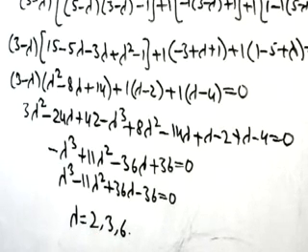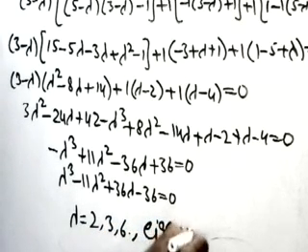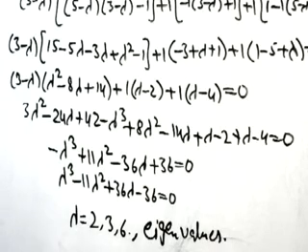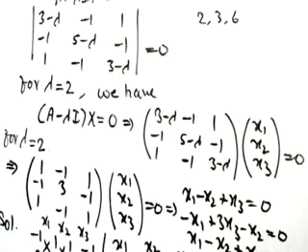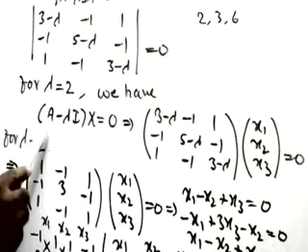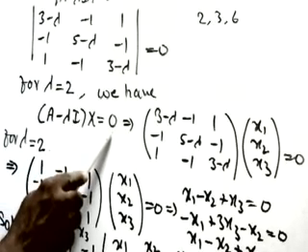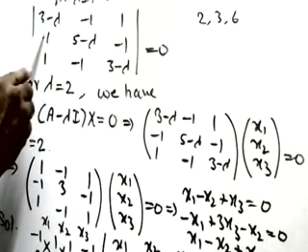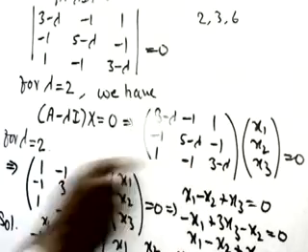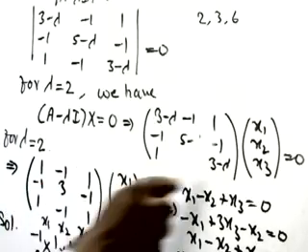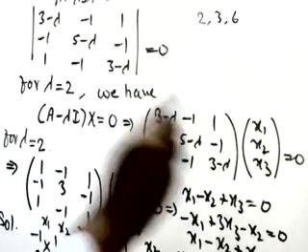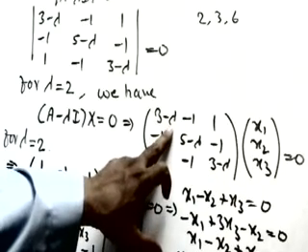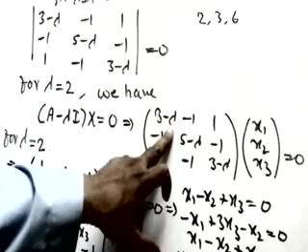Now we will continue. These values of lambda are called the eigenvalues. Now we have to find the eigenvectors. For each particular eigenvalue, we have to find an eigenvector. For the eigenvector, we substitute into A minus lambda I times X equals 0. A minus lambda I we already have, so I am writing A minus lambda I into X, where X is taken as x1, x2, x3. First case, we keep lambda equals 2.